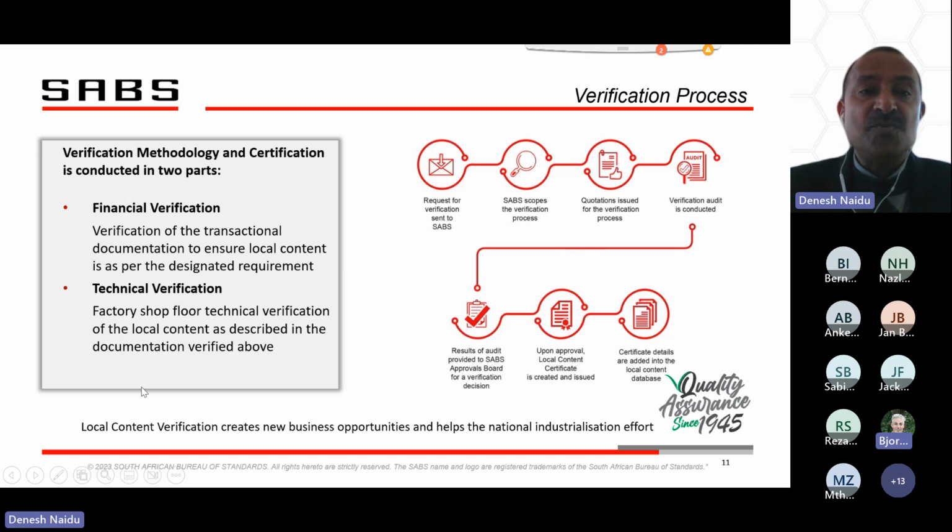So typically, this single slide gives you the end-to-end verification process, which starts with the request for the verification, where SABS will then receive the various documents from a supplier. SABS will then conduct what we refer to as a scoping process. And from the scoping, we'll then be able to generate a quotation. Once the quotation is submitted to the applicant, they will then accept that quotation, and we would then move from the scoping and planning phase to the second core activity, which is that of the verification.